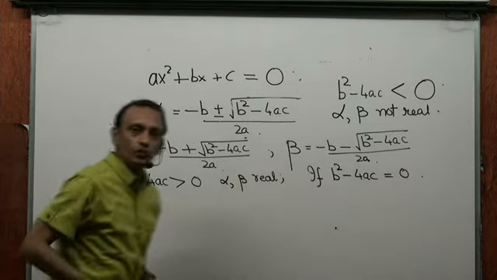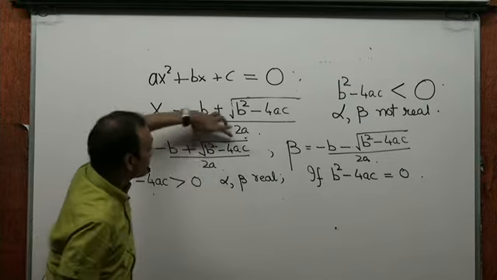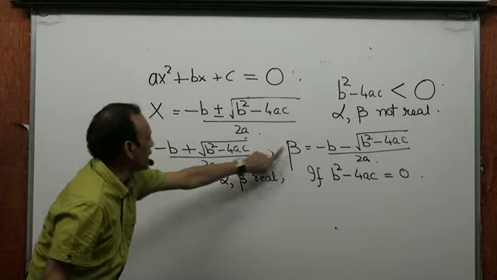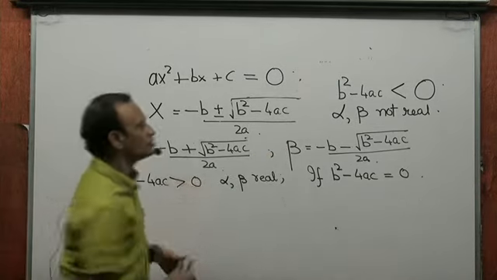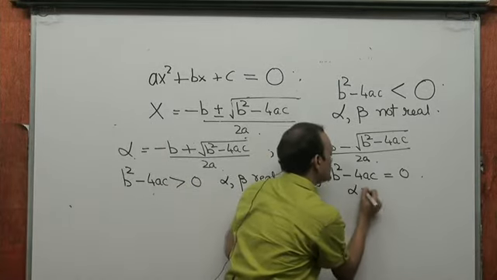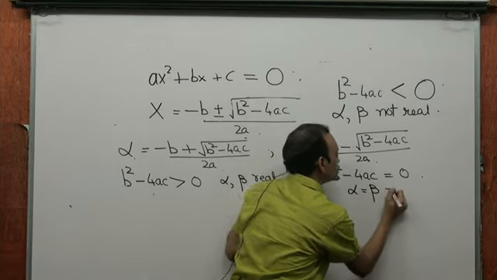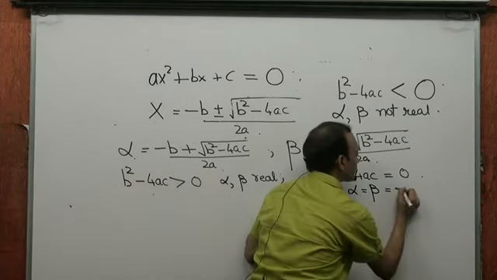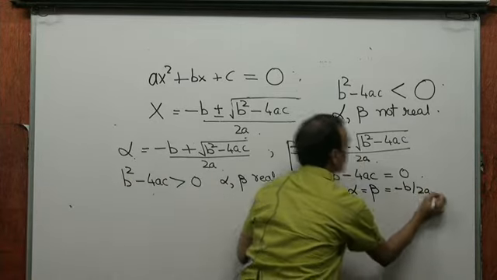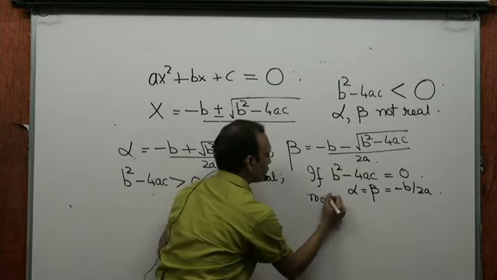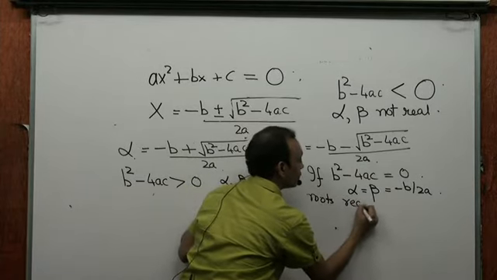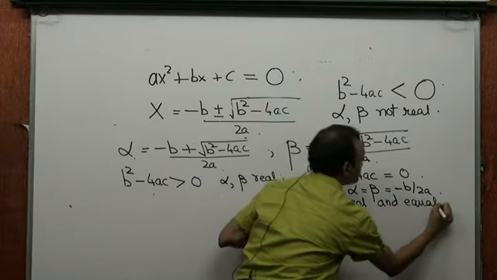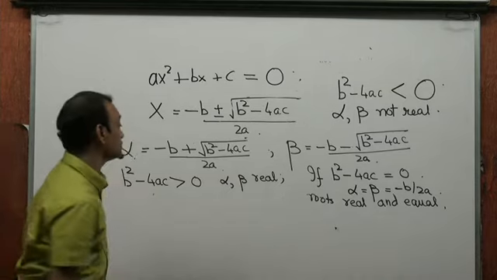And if b squared minus 4ac is equal to 0, then this and this are both 0, then alpha will be equal to beta and each will be minus b by 2a. That means now the roots will be real and equal. I am assuming a, b, c are real.